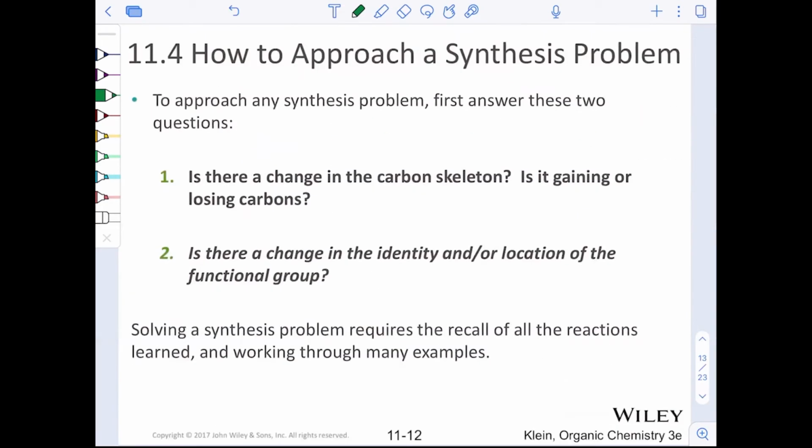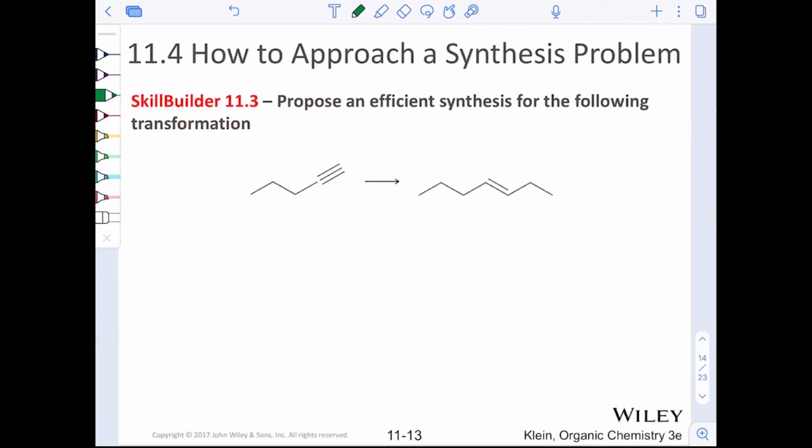So again, overall, what we want to be able to see here before we get into some more challenging problems, we want to note the change in the carbon skeleton, gaining or losing carbons. We need to know those gaining or losing reactions. And then we also want to note the change in the location or identity of a functional group. Okay, let's do it. Let's count our carbons. Now count in any way, shape, or form that you want to. I will count left to right for this one. If you want to count right to left, that's a-okay.